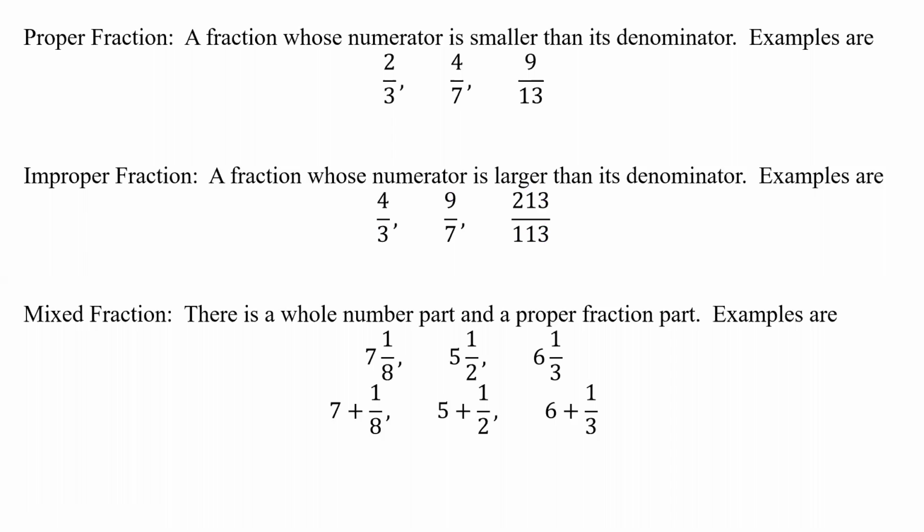And then we have a mixed fraction. These are where we have a whole number part and a proper fraction part, so something with a smaller numerator. Something like 7 and 1/8 or 5 and 1/2 or 6 and 1/3. And we can think about that as 7 plus 1/8 or 5 plus 1/2 or 6 plus 1/3. So those are ways to think about that.